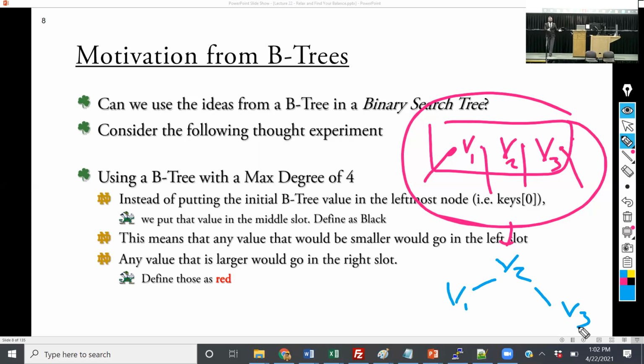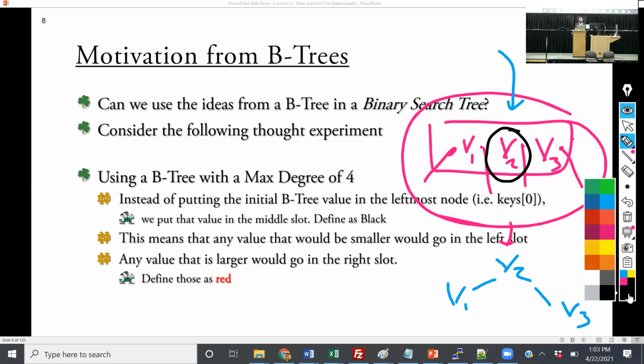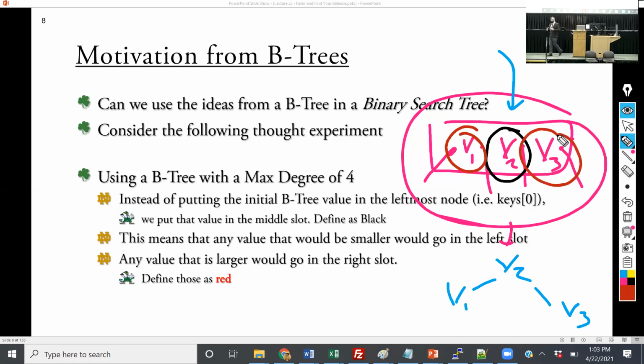So now let's do the same thought experiment that the inventors of the red-black tree did. We're going to differentiate between these. The one in the middle, we're going to call a black node. And the ones on the side, V1 and V3, we're going to say are red. And that allows us to differentiate inside of the B tree node which one is in the middle and higher up, if we were to translate this into a binary search tree representation.